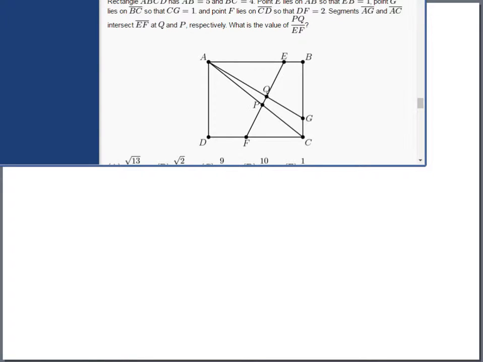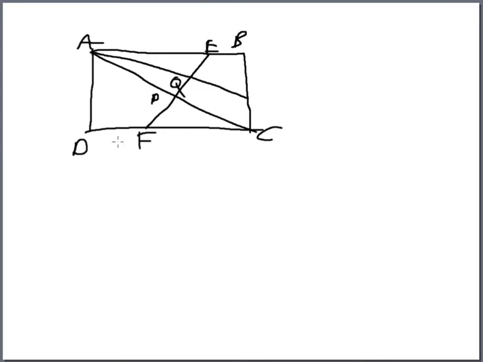So DF is 2, EB is 1, so this is going to be 2, 1. I think this was 4, and this whole quantity is 5. And this one is 1, and this means this one is 3. Oh yeah, and this one must be 3 also. And this must be 4.